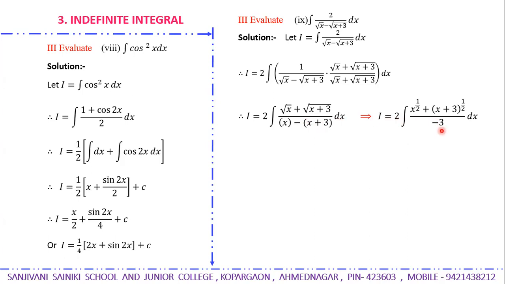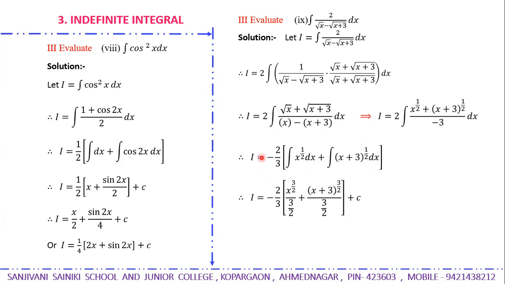So you get minus 1 upon 3 times the integral of x raised to half plus the integral of x plus 3 raised to 1 by 2. Use the formula for x raised to n or ax plus b raised to n, and you will get the integrals. Then just simplify. You get minus 2 by 9 times x raised to 3 by 2 plus (x plus 3) raised to 3 by 2, plus c. This is the integral of the given function.